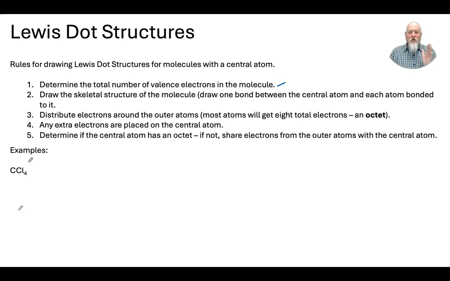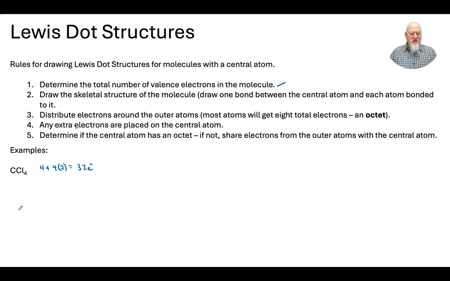Okay, we have to count the valence electrons. Carbon has 4. The halogens, which is where chlorine is, they each have 7. So there are 4 chlorines though, and each chlorine has 7 valence electrons. So carbon has 4 plus 4 times 7, because there's 7 for each chlorine, but there's 4 chlorines. So 4 times 7 is 28, plus 4 is 32. So we have 32 electrons that we have to put in this structure that we're going to draw.